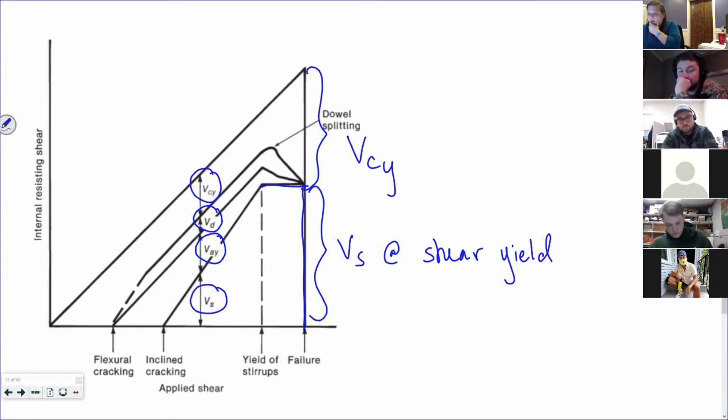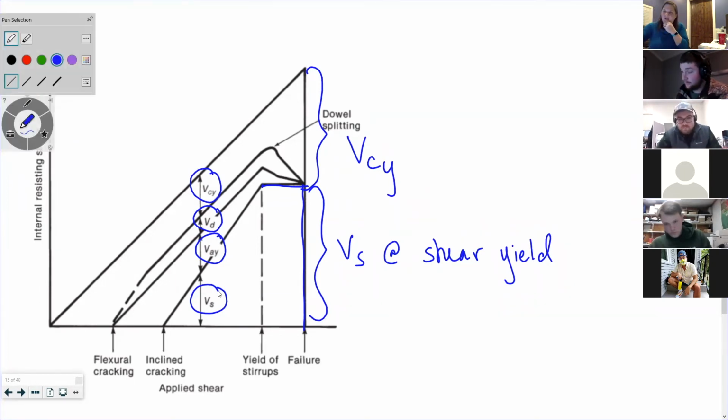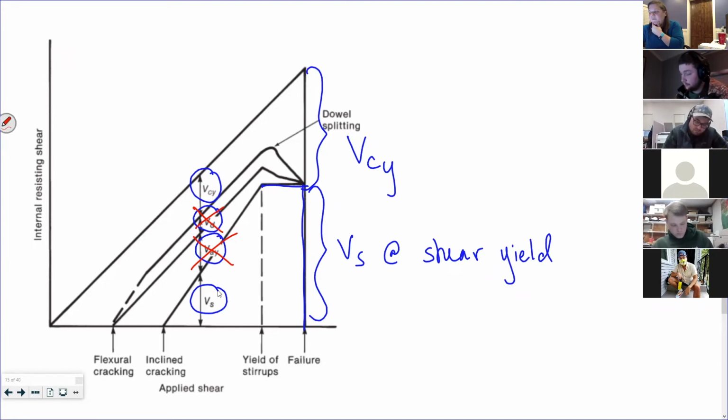Because eventually we get so cracked that the dowel action and the aggregate go away. So you'll see that in the next part, when we start to design, we can only rely on our concrete and our stirrups.